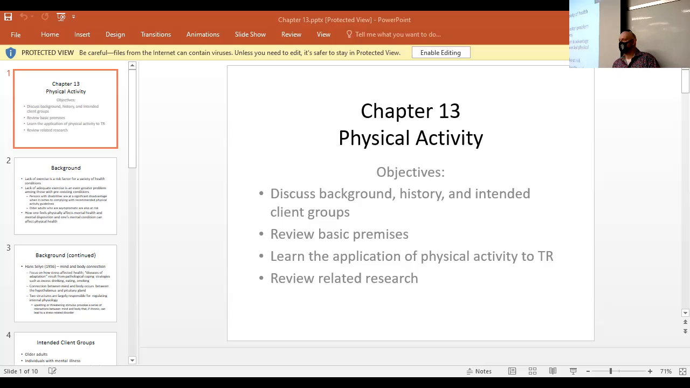Something that we do know is how somebody feels physically has a huge effect on the person's mental health. Their mental disposition and your mental condition can affect your physical health. So it's interrelated both directions.